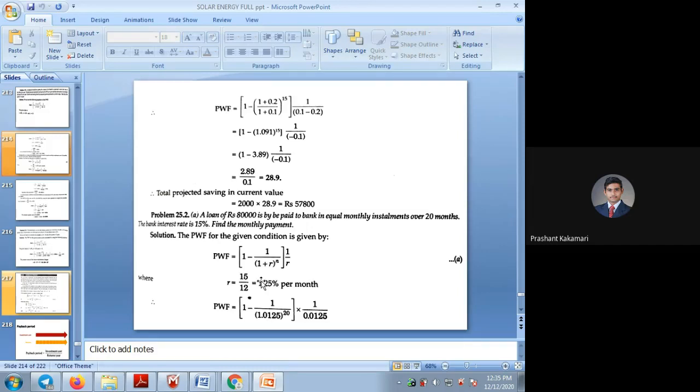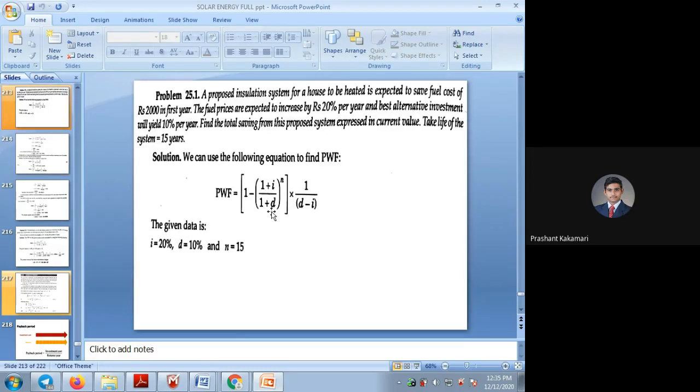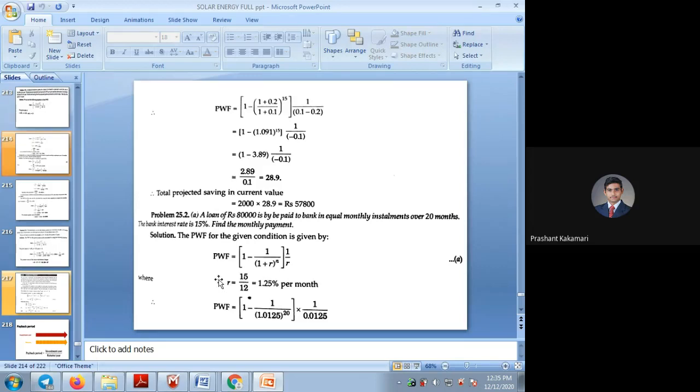I will just replace D with R. I will consider it as 0. So in that case, I have read the equation as present worth factor equal to 1 minus 1 divided by (1 plus R) raised to n, into bracket 1 by n. Because I is not considered, D is replaced with R.